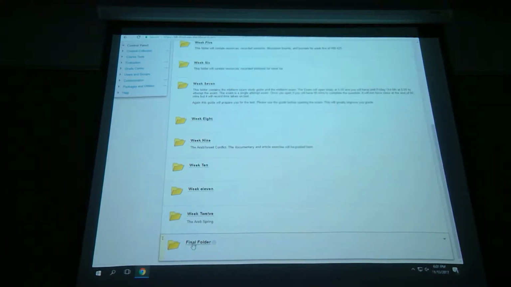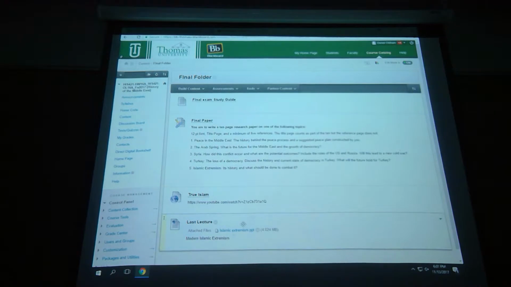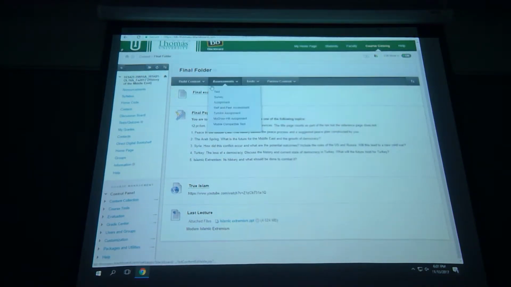In the final folder, you'll see a couple of things. One, final exam study guide. Same as last time. No surprises on my test. If you prepare for the test, you'll do fine on the final. So I won't go into that. You can look at that and see for yourself.